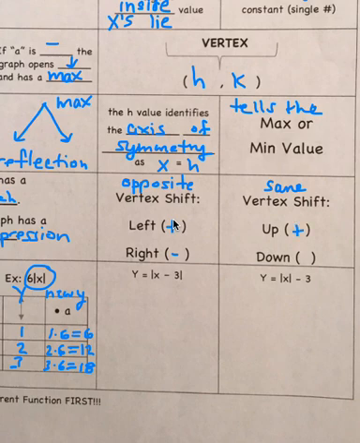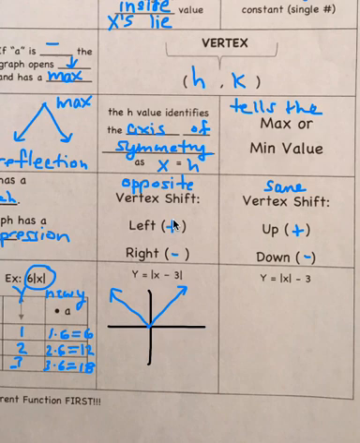So up is plus k, down is minus k. If we were looking at an example here, we have y minus 3 equals the absolute value of x minus 3. So our parent function, the absolute value of x, is going to look something like that. And we always want to draw our parent function first.